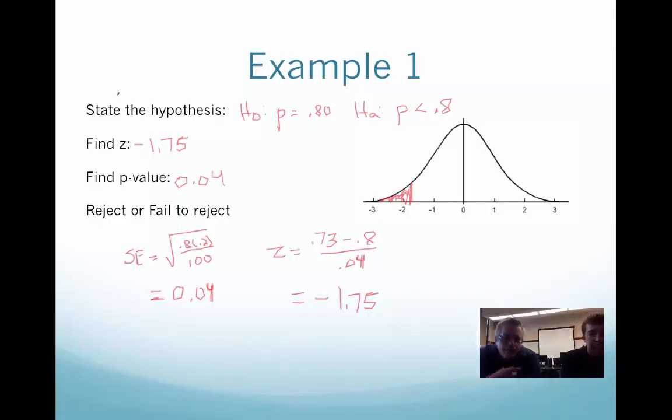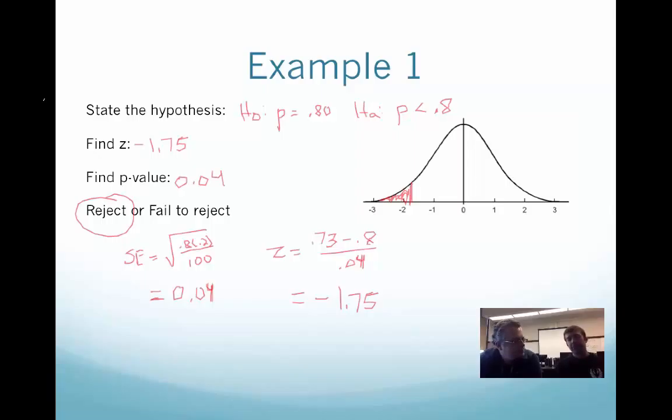Now, how do we tell if that's unusual or not? We can look at our significance level of 0.05. It is less than 0.05, so this is significant, which means unusual. So we're going to reject. This value was unlikely if the original hypothesis was true. It's unlikely enough that we're going to reject.